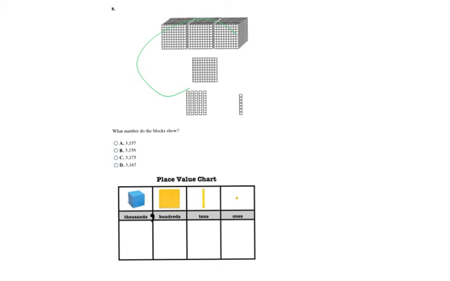Here they give us the blocks and they want to know what number this represents. So I have 1, 2, 3 thousands cubes. So that means I'm going to have a 3 in the thousands place value. I have 1 group of hundreds, so I'm going to have a 1 in the hundreds place. And then I have 1, 2, 3, 4, 5 in the tens, so that means I'm going to have a 5 here. And then last I have 1, 2, 3, 4, 5, 6, 7 in the ones. I have 7 ones pieces, so I'm going to have a 7 in the ones column. So this group of blocks represents the number 3,157, which is choice A.